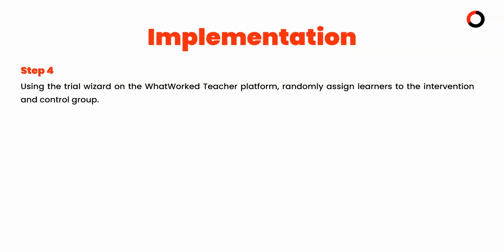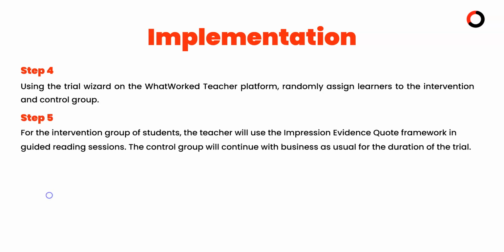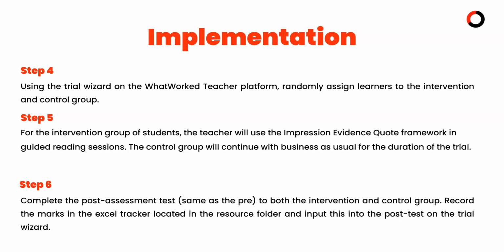So moving on to step 4, using the trial wizard on the What Works Teachers platform, randomly assign the classes to the intervention or the control group. Step 5, for the intervention group, the teacher will use the impression, evidence, quote framework in the guided reading sessions. The control will continue with business as usual for the duration of the trial. Then step 6, complete the post-assessment tests with both the intervention and control groups. Record the marks in the Excel tracker and then input the data into the post-test on the trial wizard. You will then complete a short process evaluation and click Analyze to generate the impact report for your school.